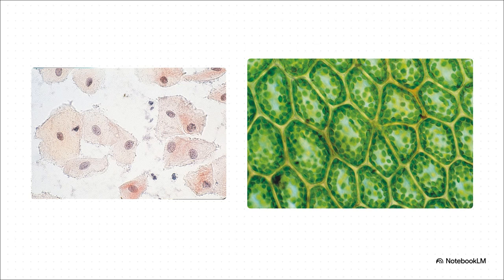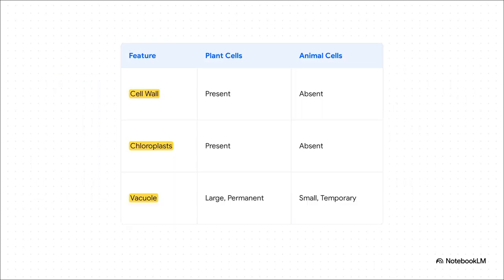On the left, you've got animal cells from a human cheek. They look all soft and kind of blobby. But on the right, those plant cells are rigid and boxy, stacked together almost like tiny little bricks. So what gives them that incredible strength? Well, the answer comes down to three key upgrades. First, plant cells have a super tough outer cell wall made of cellulose.